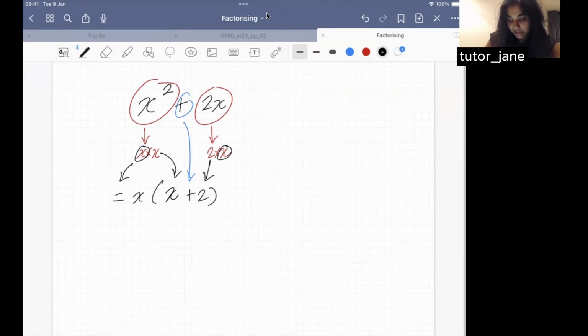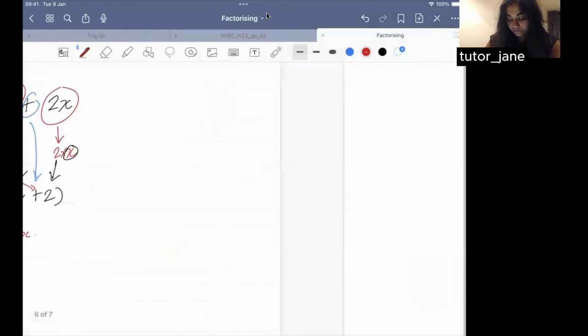We can open the brackets and see what we get. So x times x is x squared, and x times 2 is plus 2x. Cool, perfect. Okay, let's do one more question.